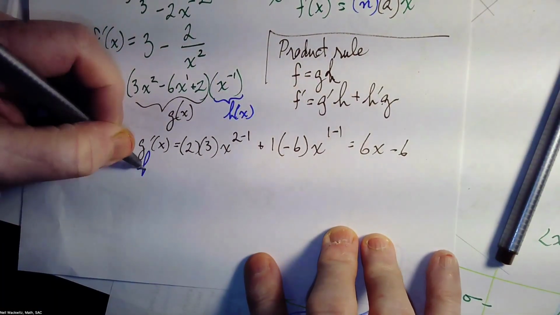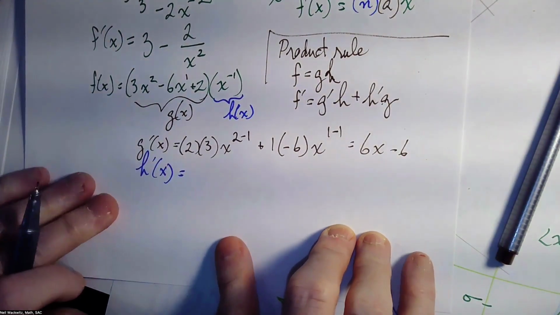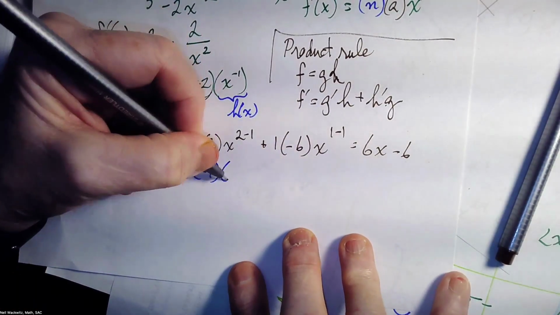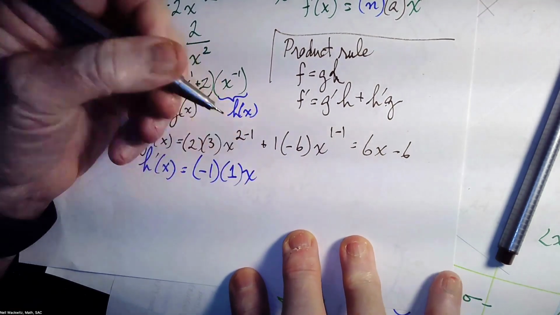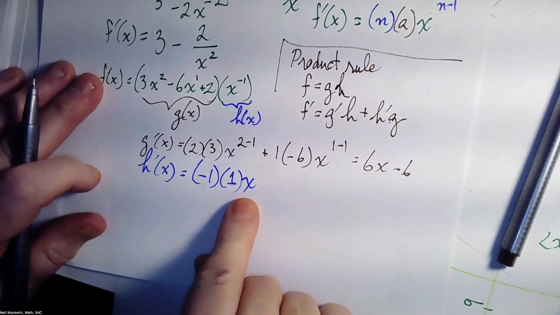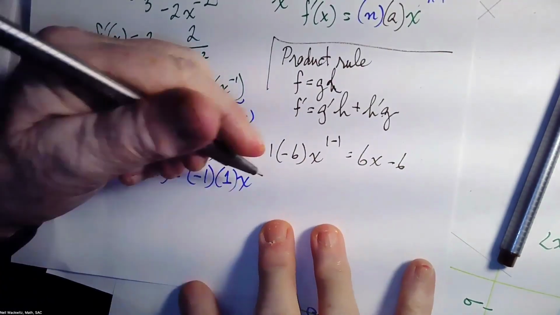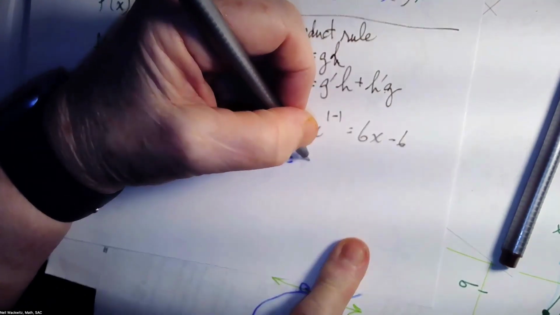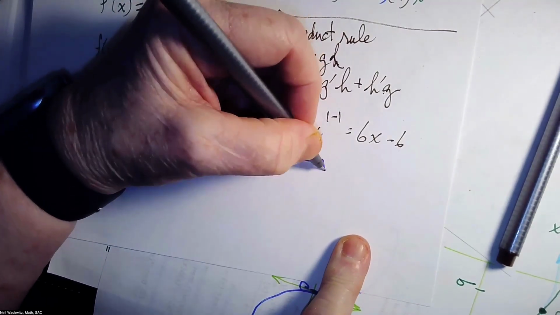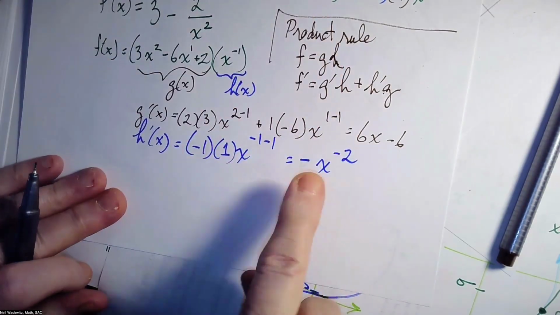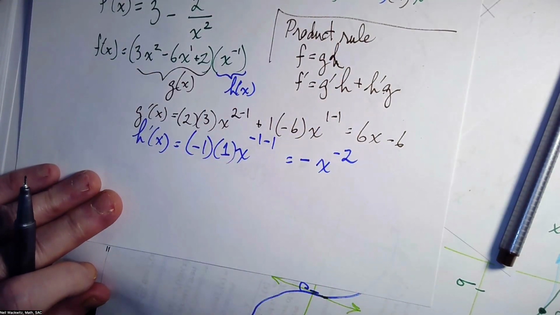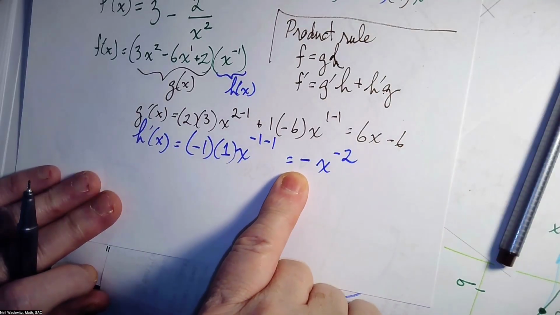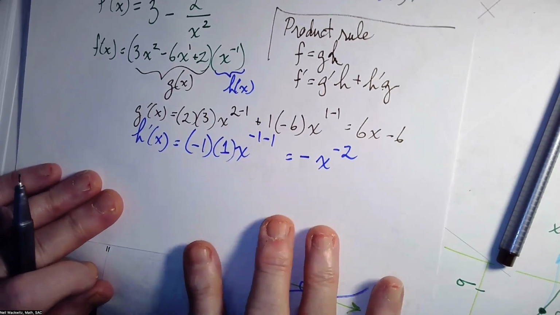H prime. The exponent is a negative 1. The coefficient is a 1. And we're reducing the exponent by 1. So negative 1 minus 1. And that gives us negative x to the negative 2. And you could put negative 1x if you want to. We do not want to write this as negative 1 over x squared yet, because we still have to do some algebra.